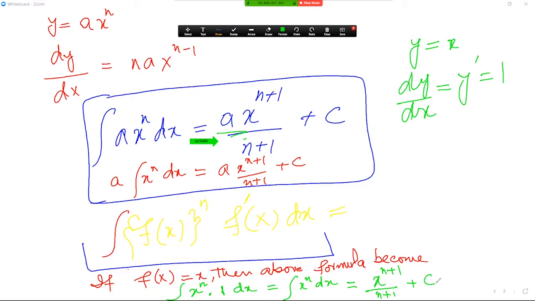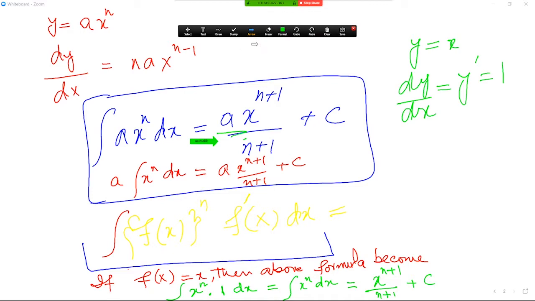On the basis of this, the formula I am pointing out is a very simple formula. What we are trying to do is make a generalized formula so that we can use it for any function.